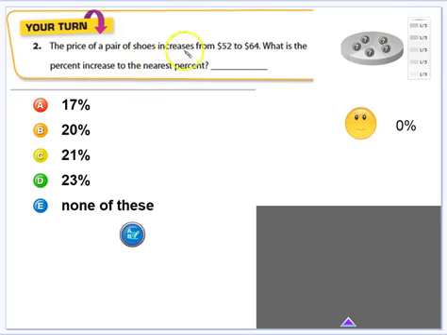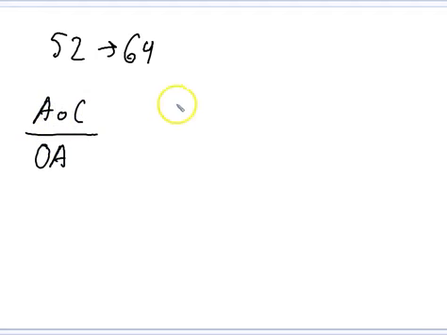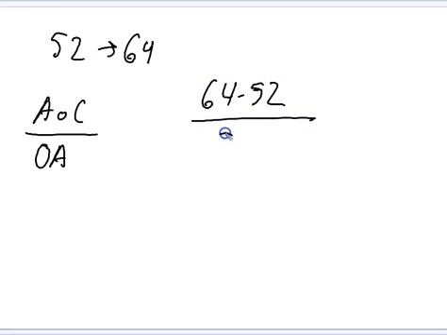The price of a pair of shoes increases from $52 to $64. What is the percent increase to the nearest percent? So 52 to 64. We have to find our amount of change, AOC, and put that over our original amount, OA. So to find the AOC, we do 64 minus 52, and then put that over 52. 64 minus 52 is 12, so 12 over 52.